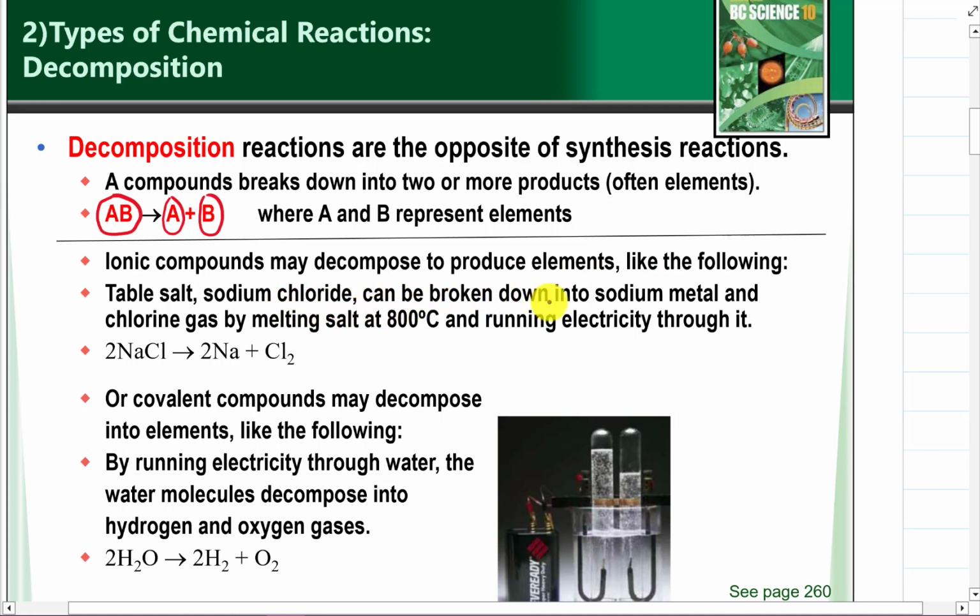which is sodium chloride, can break down into sodium metal and chlorine gas by melting it at 800 degrees Celsius and then running electricity through it. So we get the single compound becoming two sets of elements over here, and that's decomposition. Or we could run electricity through water and take the one compound of water, H2O, and break it into hydrogen gas and oxygen gas. That's decomposition. Let's move over to our third slide now.